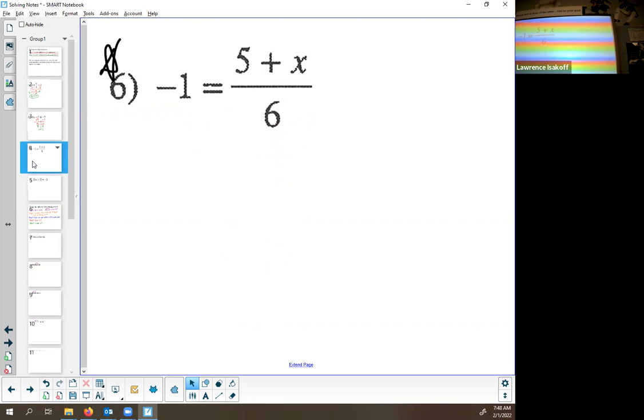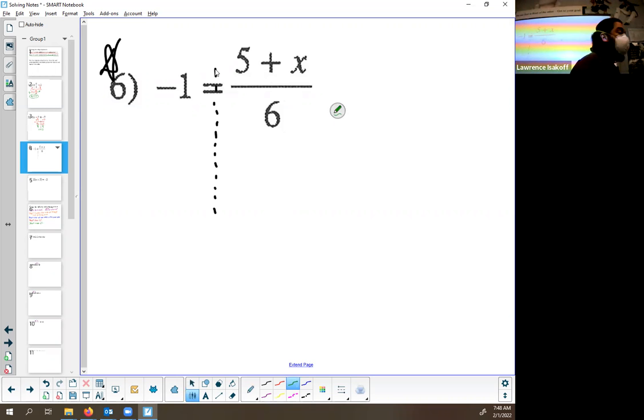So I have -1 equals (5 plus x) over 6. Now this one's a little different because we have a giant fraction over here, right? So when we have a giant fraction, this is one of those ones we're going to take the steps in the reverse order because I can't really get the 5 outside of the top of this, right? I kind of need to take care of the 6 first.